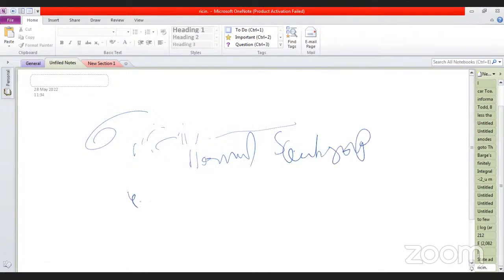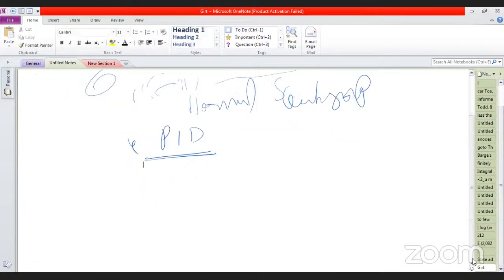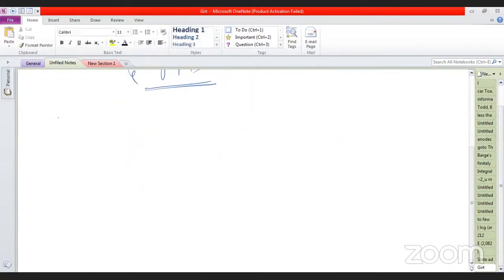Normal subgroup, see here, all of you. You told that is the correct. What is a PID? What is a principal ideal domain? An integral domain in which every ideal is principal.